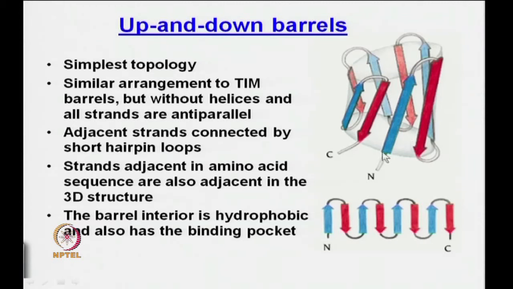Now, before I go there, if you look at this, this is their topology diagram. The one at the bottom is a topology diagram. It does not actually show you the structure, it just shows you the connectivity using the arrows. You start at N, this is the adjacent one, this hairpin loop, then the arrow is in this direction, then the arrow goes in this direction. So, this is an anti-parallel arrangement and each and every adjacent beta strand is connected by a hairpin loop.